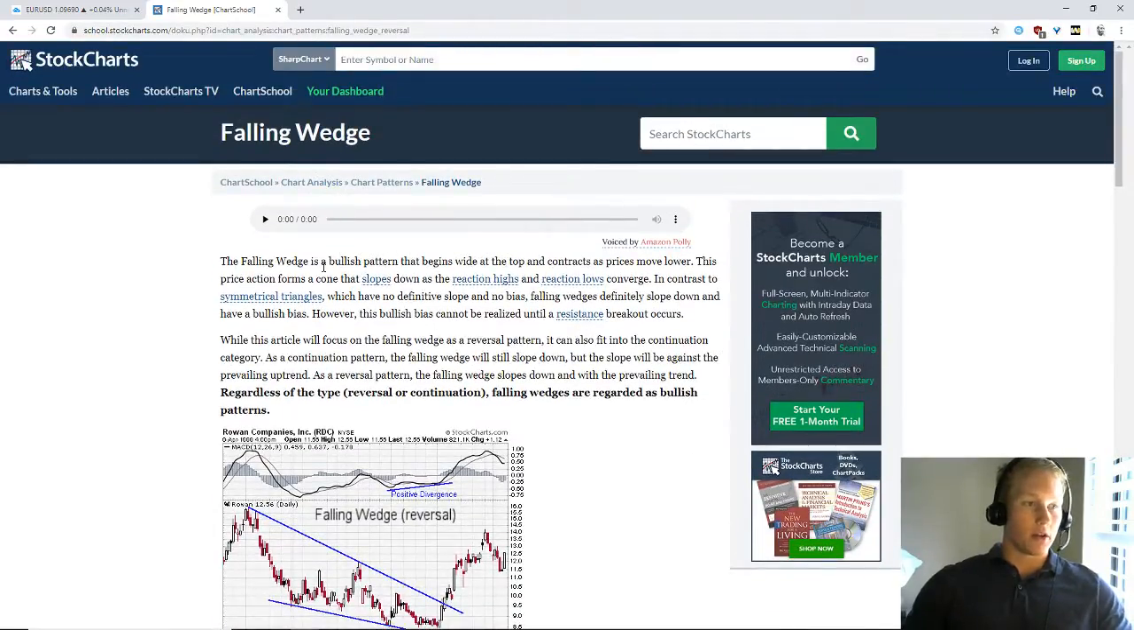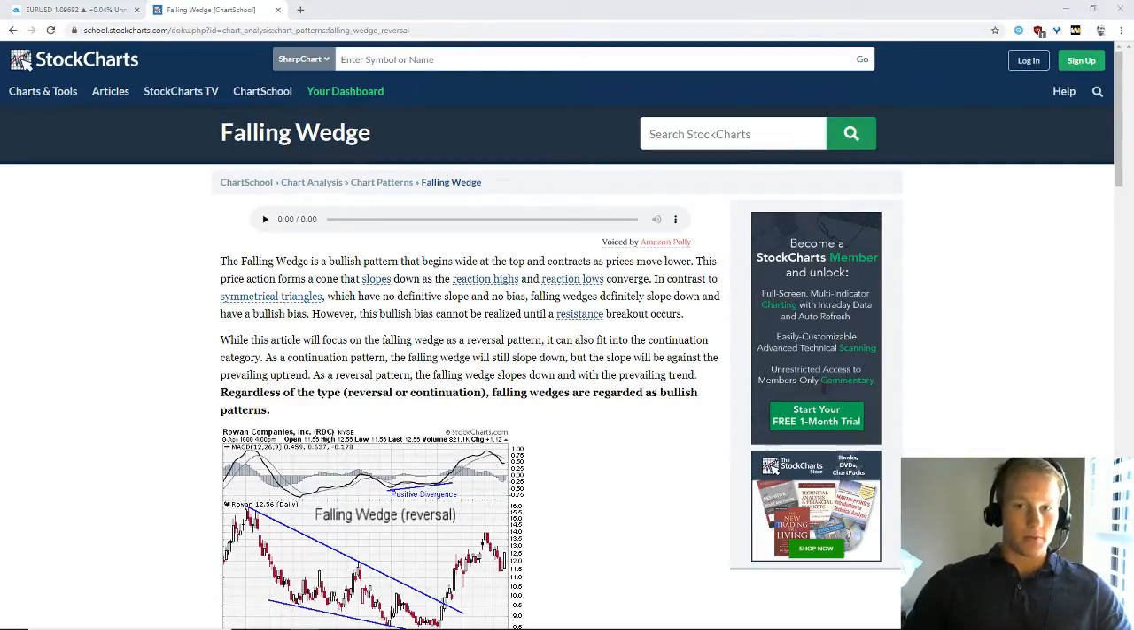Falling wedge. A falling wedge is a bullish pattern that begins wide at the top and contracts as price moves lower. This price action forms a cone that slopes down as the reaction highs and reaction lows converge. In contrast to symmetrical triangles, which have no definitive slope and no bias, falling wedges definitely slope down and have a bullish bias.